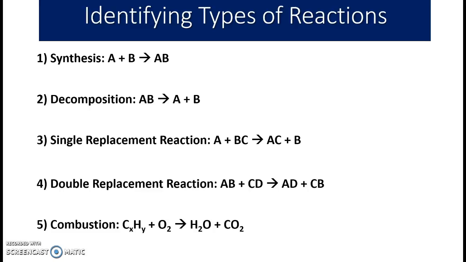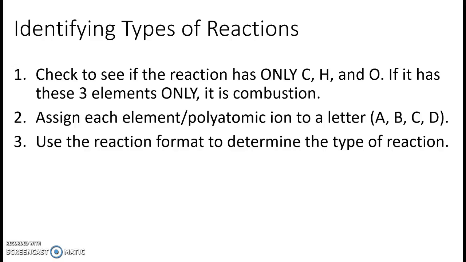So this slide is just a summary of the previous 5 slides that we looked at. When we identify the 5 types of reactions, we will follow 3 steps in order to do this. So the first step is check to see if the reaction has only these 3 elements, C, H, and O. If it has only these 3 elements, then the reaction is combustion. So if it's not combustion, we move on to step number 2. With step number 2, you need to assign each element or polyatomic ion to a letter. So A, B, C, and D. And then third step, use the reaction format to identify or determine the type of reaction.